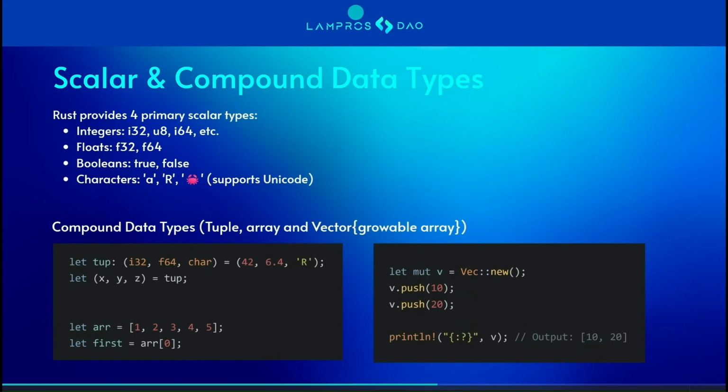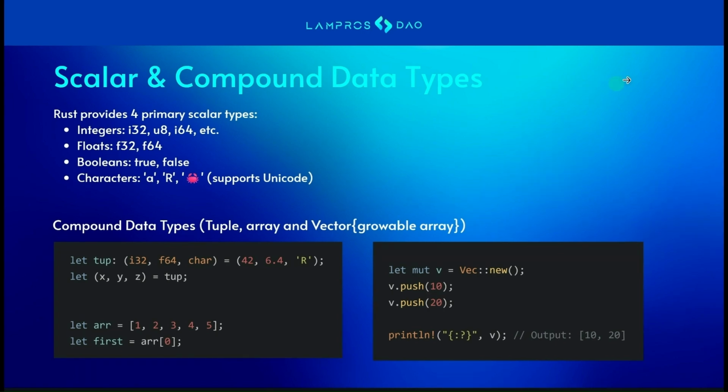Just because we have used the mut keyword, we are able to push 10 and 20 to the vector. Why? Because, as I told you, everything in Rust is immutable by default. So if you want to change the vector and add or remove any value, then you also have to use the mut keyword.